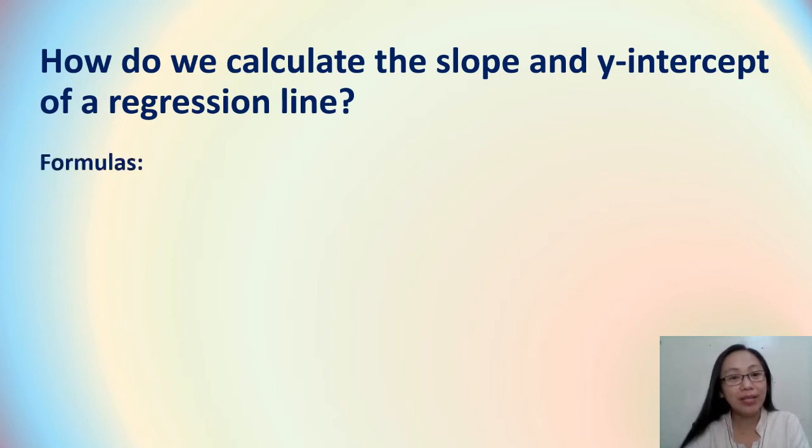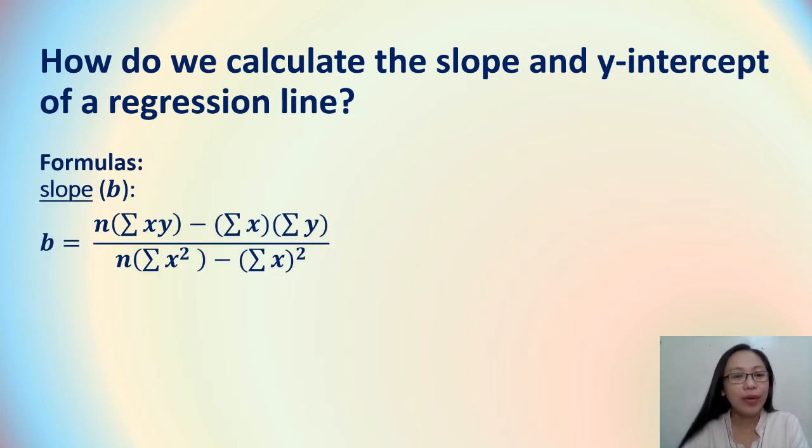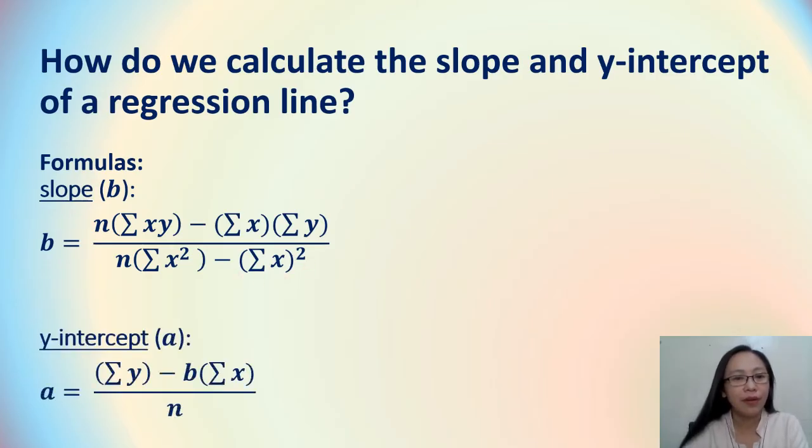So how do we calculate the slope and y-intercept of a regression line? To do this, we will be using the formulas. For slope, we have b equals n times the summation of xy minus the summation of x times the summation of y, divided by n times the summation of x squared minus the square of the summation of x. For the y-intercept a, the formula is given by the summation of y minus the product of b and the summation of x, all over n.